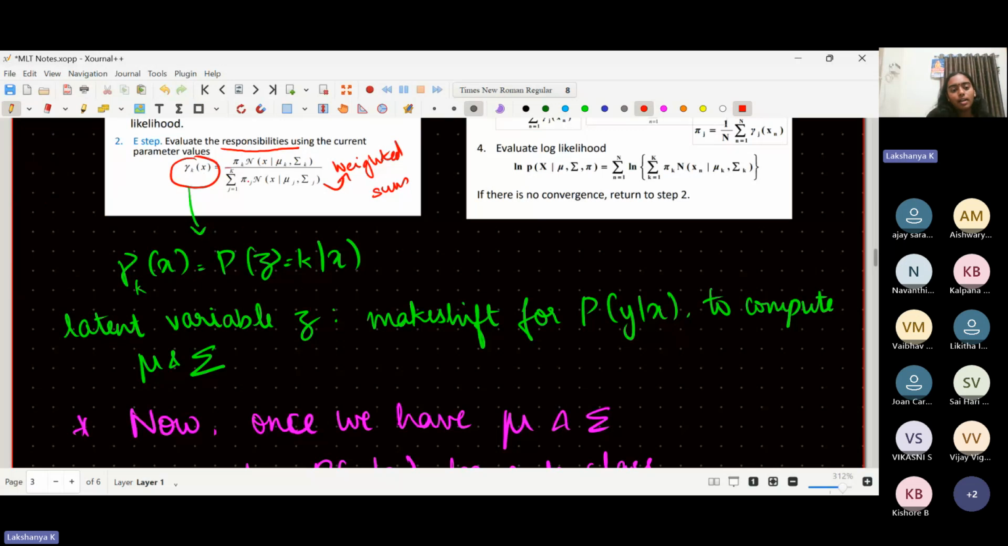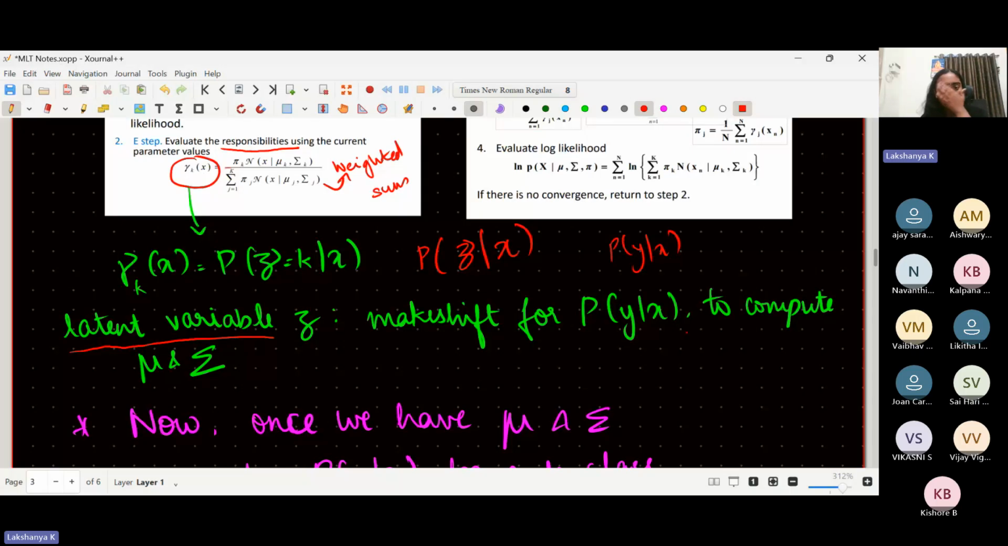Now, what is this whole responsibility term? What's the idea of this? So the responsibility is something like probability of z given x, where z is what we call the latent variable or hidden variable. It is a substitute for P of y given x.